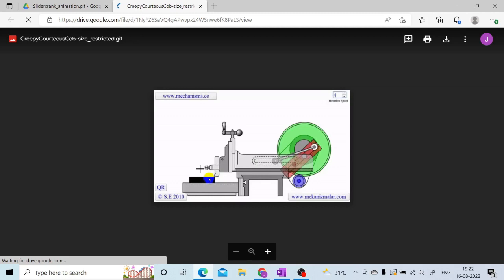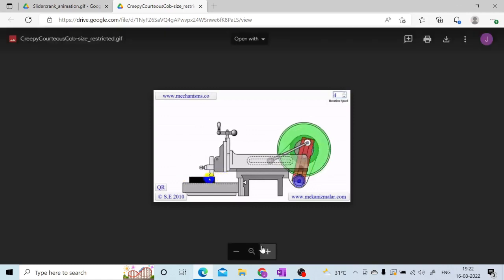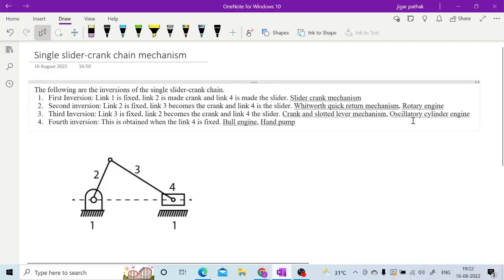So this is how you can have your forward stroke and return stroke. Your forward stroke will take much more time in comparison to your return stroke. You can, I guess, observe this is your forward stroke when it is going from right to left, which is taking more time in comparison to coming back, meaning from left to right. So this is how you are having this quick return mechanism, right? Similarly, this rotary engine is also using the same inversion.